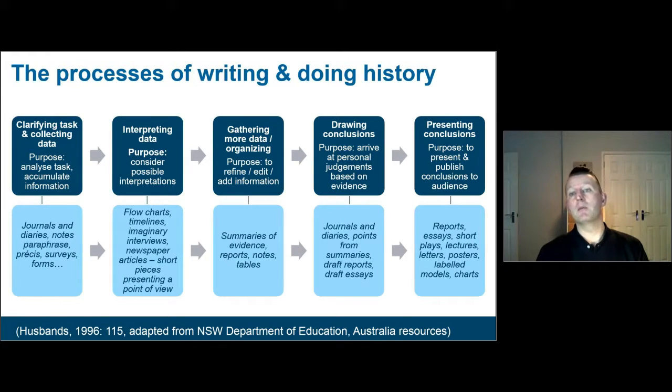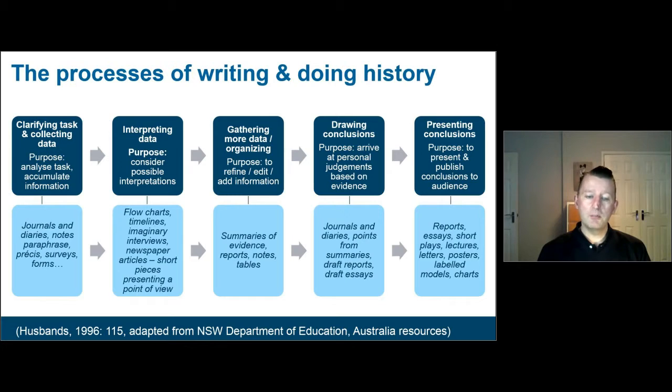And then finally we move into the phase where we present our conclusions. And there's a purpose here which is about presenting and publishing conclusions, normally to a particular audience. So the historian who writes a textbook for 12-year-olds is writing differently from the historian who's writing an academic monograph for colleagues. And he's also writing differently from the author who's writing for the Christmas bestseller market.